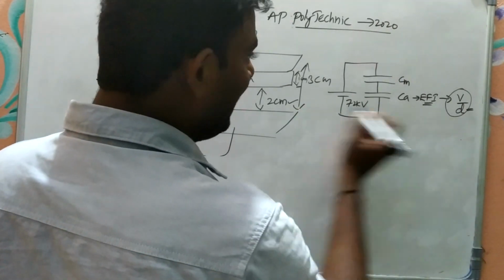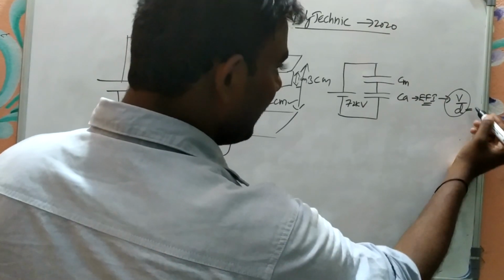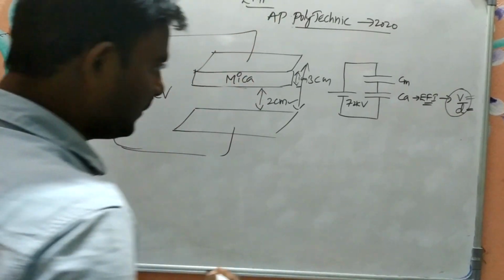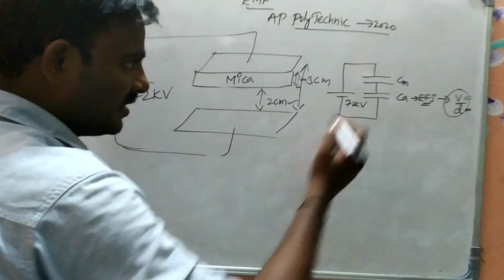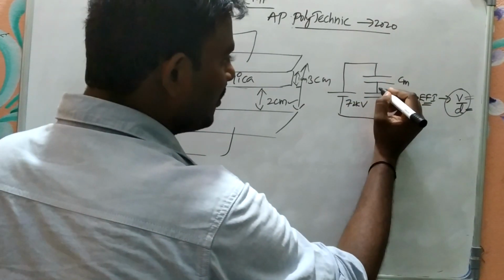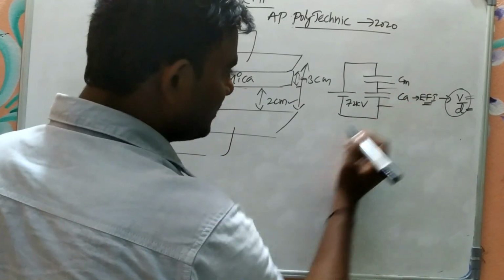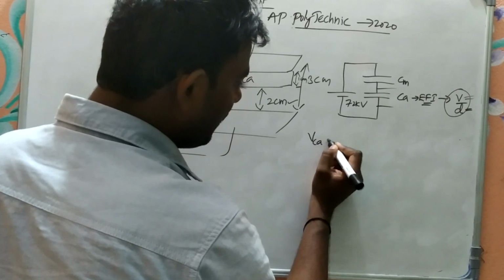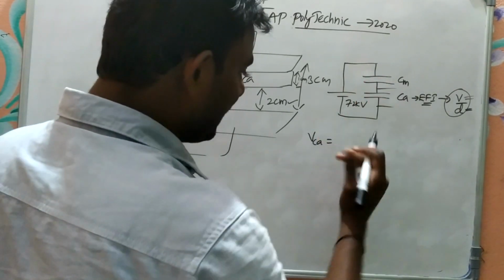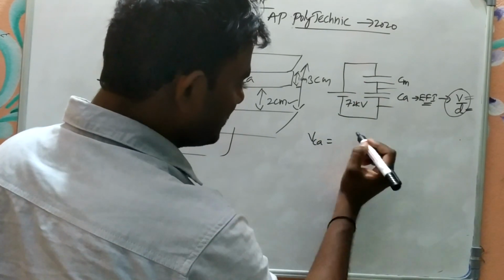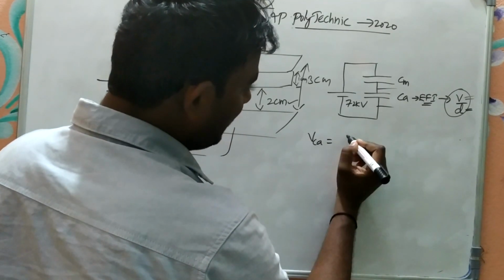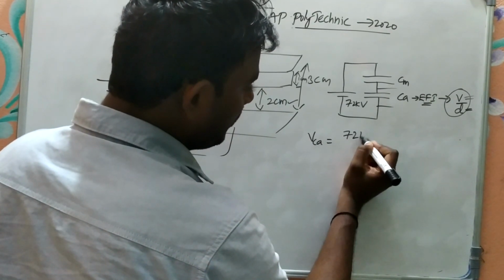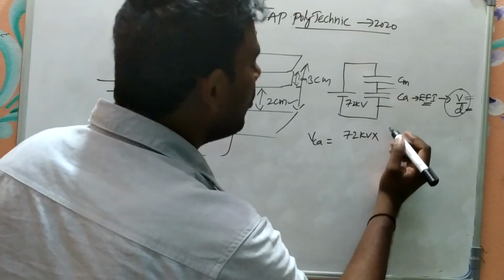So you get D as 2 centimeters already. What we need to find is V. When you have two capacitors connected in series, how can I find the voltage across this? So the voltage across the air dielectric medium, the air capacitance, is VCA, equal to 72 kilovolt into, what is the capacitance?